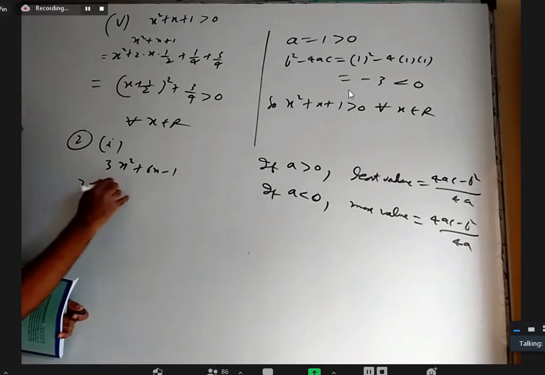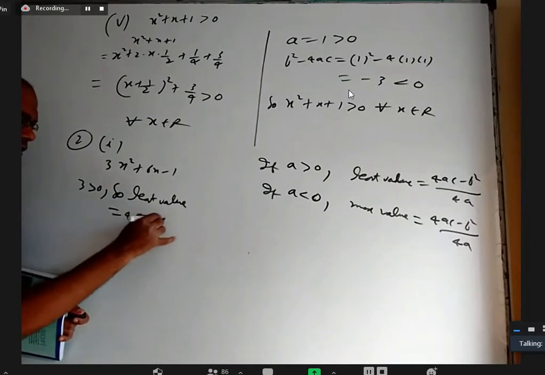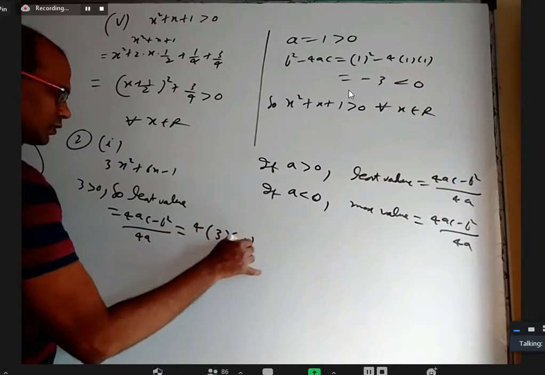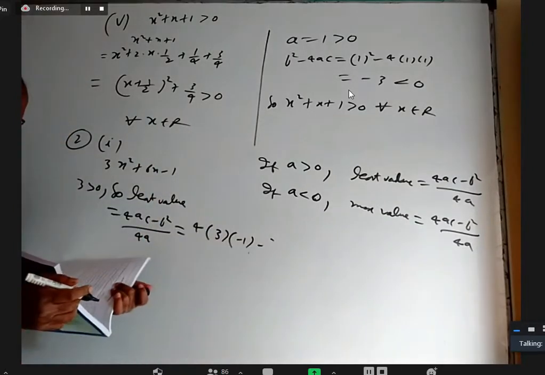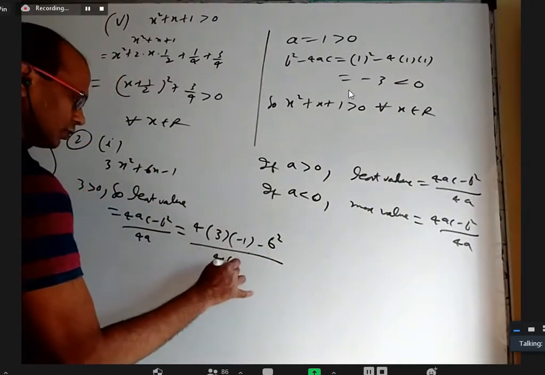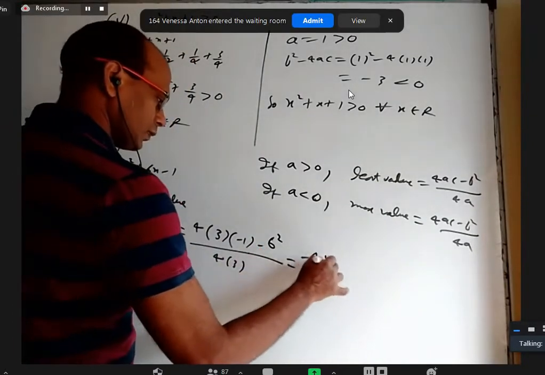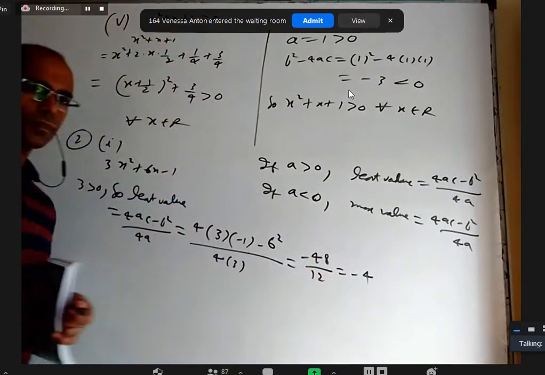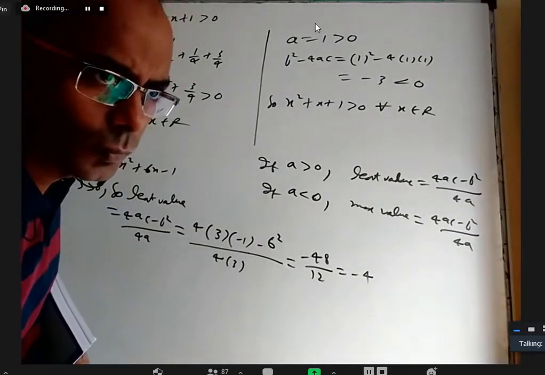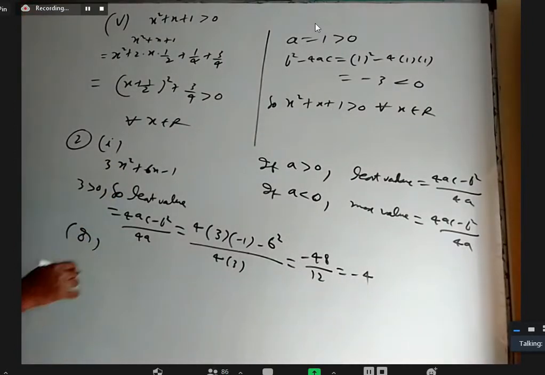So least value is equal to 4ac minus b square by 4a. 4 into a is 3, c is minus 1, minus b, what is this, 3x square plus 6x, minus 6 square, by 4 into 3. So minus 12 minus 36, minus 48 by 12, which is minus 4. Otherwise, you can make a perfect square.